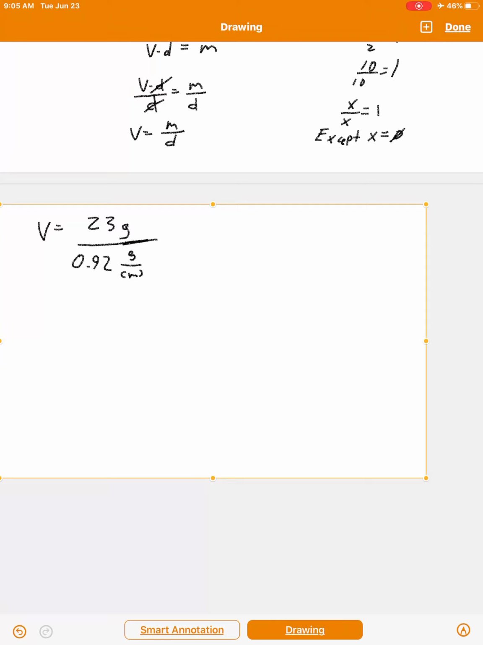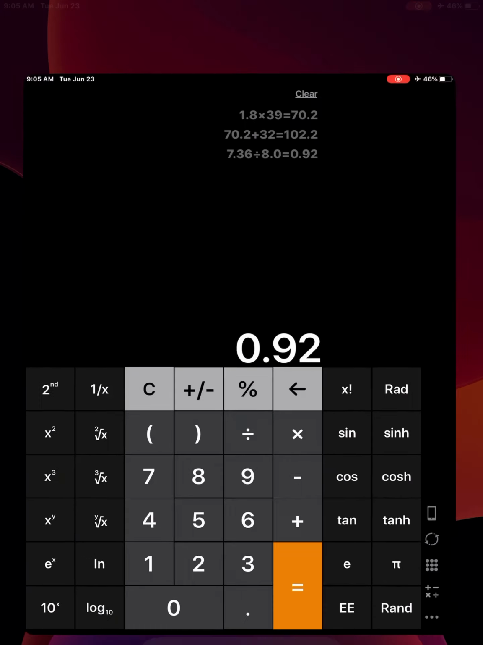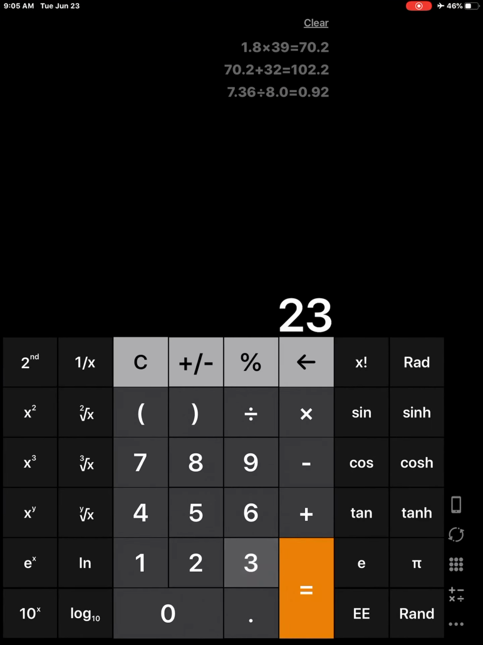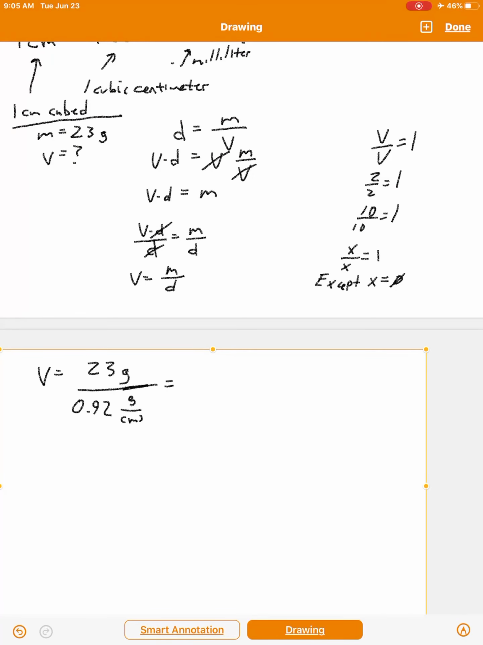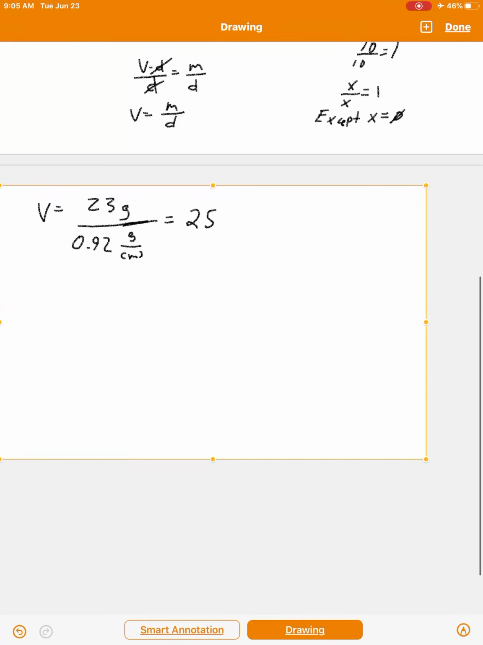Okay, so now let's do the arithmetic. 23 over 0.92. It should be more than 23, right? It's 25. Wow, it comes out really nicely. 25. Now let me show you something about the units. These units are confusing, or they can be confusing if you don't have a lot of experience with this type of arithmetic.